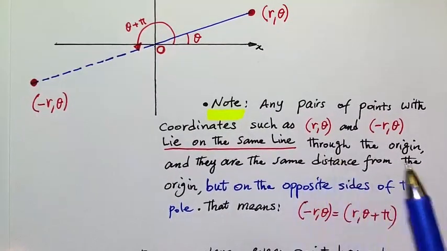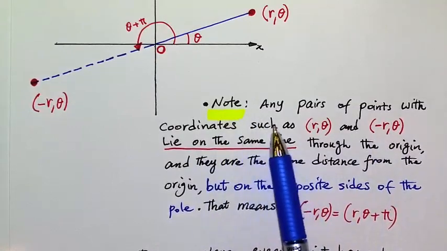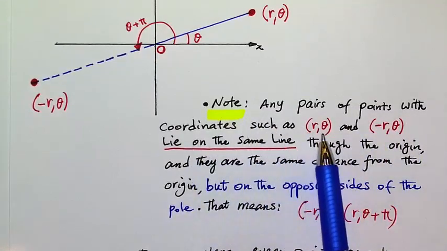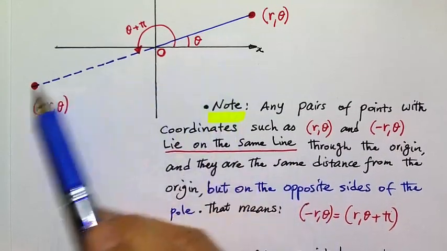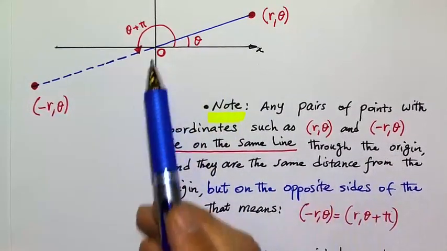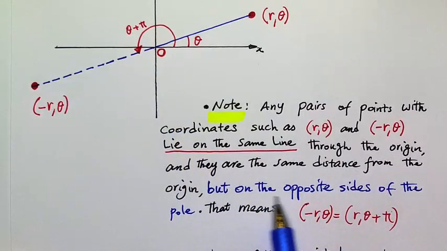And this is basically a description of what I just said, that any pair of points with coordinates such as this and that lie on the same line. That's the important thing to remember. Through the origin, and they are the same distance from the origin but on opposite sides of the pole. Okay, and this is just another way of saying that same thing. Minus r comma theta equals r comma theta plus pi.